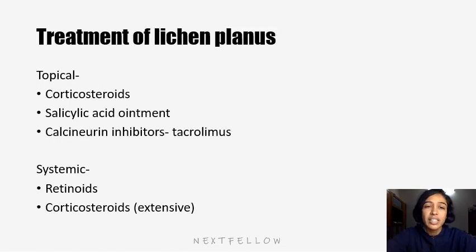So the treatment of lichen planus is simple. Divide these into topical treatments and systemic treatments. In topical, we usually use topical corticosteroids. Salicylic acid ointment also helps in lesions that are thick, that are keratotic. Sometimes we combine corticosteroid with salicylic acid ointment. Tacrolimus is a common calcineurin inhibitor, which we use topically as well. We can use that for oral lichen planus. Systemic medications can be oral retinoids like acitretin or corticosteroids, which are given usually in an extensive lichen planus or one which is spreading rapidly.